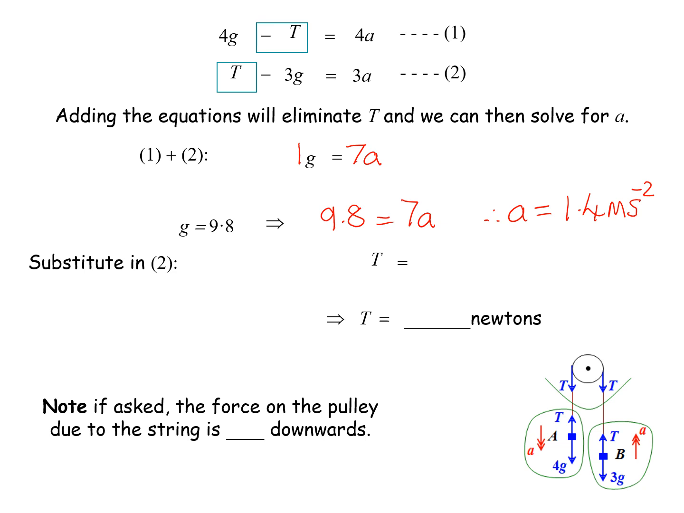And if you sub that back into equation 1 or 2, I'll put it in 2, then we'd get T minus 3 lots of, oops, sorry, that's 9.8, 3 lots of 9.8 equals 3 times 1.4. Rearrange that and you'll get 33.6 newtons. Now you could also do this on your calculator, as I'm showing, I hope. If I can show, it might appear in your video, I hope so.